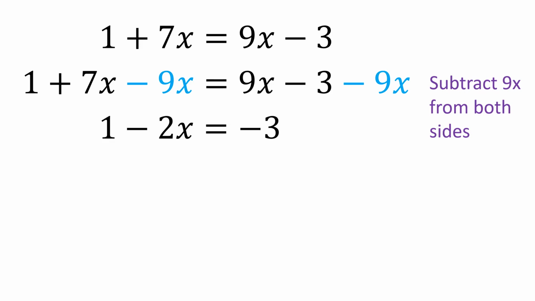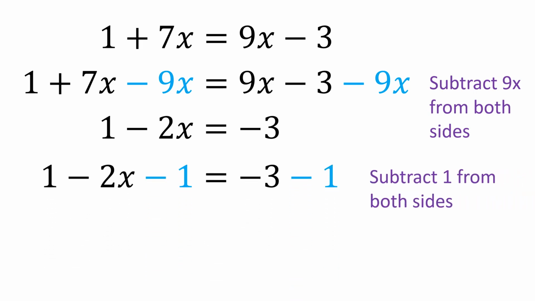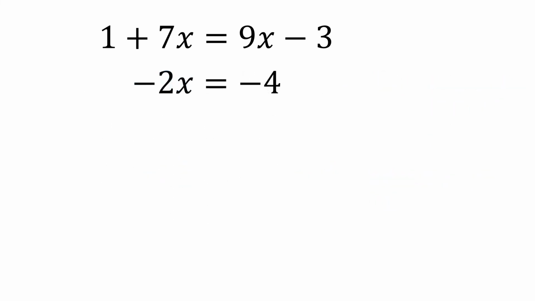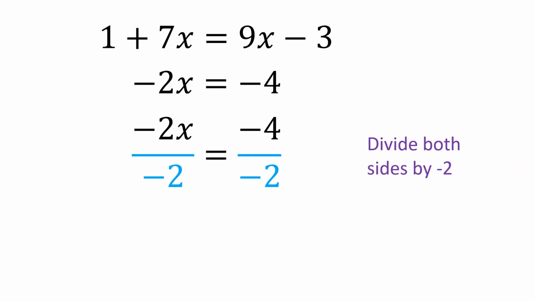Now let us eliminate 1 on the left-hand side by subtracting 1 from both sides. So we have 1 minus 2x minus 1 equals negative 3 minus 1. Now this becomes negative 2x equals negative 4. Now we eliminate negative 2 by dividing both sides by negative 2. So we have negative 2x over negative 2 equals negative 4 over negative 2. Now this becomes x equals 2. So therefore, x equals 2 is the solution of the equation.